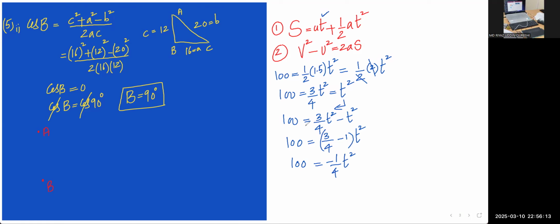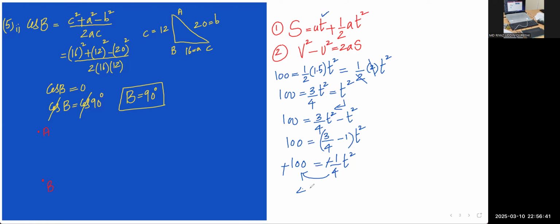One more important thing I'll tell you. What we are finding is distance, this is 100 meters of distance. Distance can't be negative. If you simplify this one, we are getting 400, and the T square value will be negative. To avoid that confusion, we have to take a minus sign here also. This minus sign must be cancelled, and cross multiply.